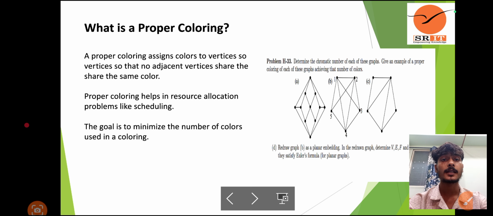What is a proper coloring? A proper coloring assigns colors to vertices so that no adjacent vertices share the same color. Proper coloring helps in resource allocation problems like scheduling. The goal is to minimize the number of colors used in coloring.